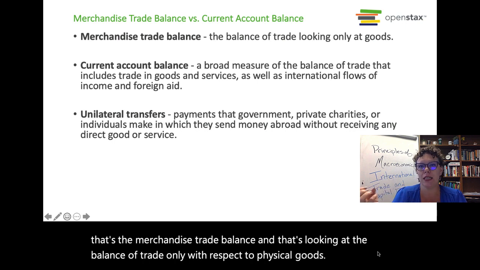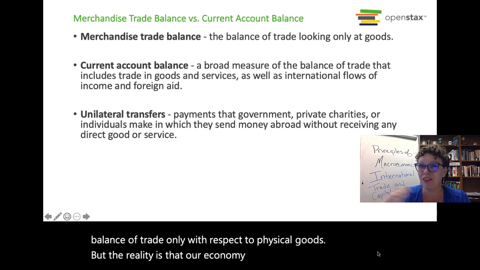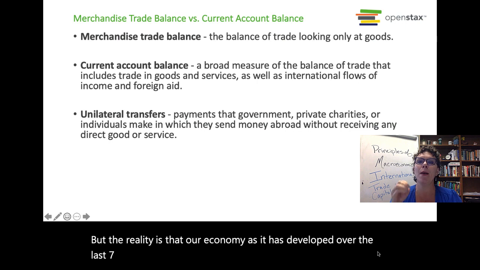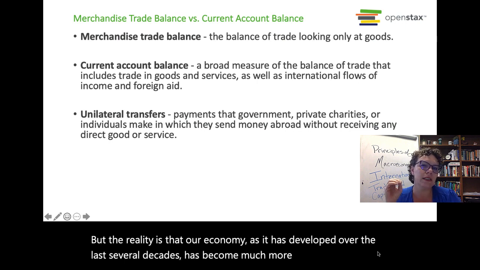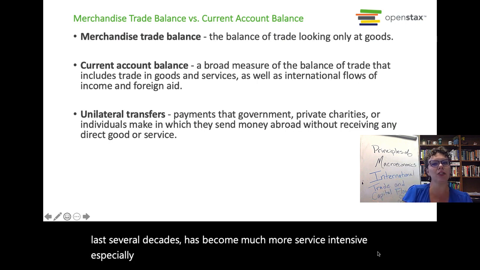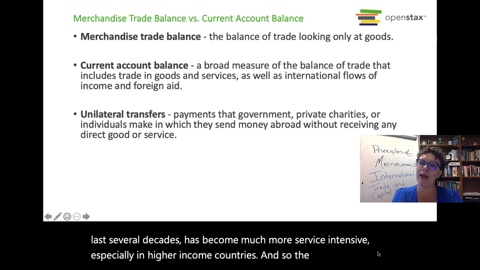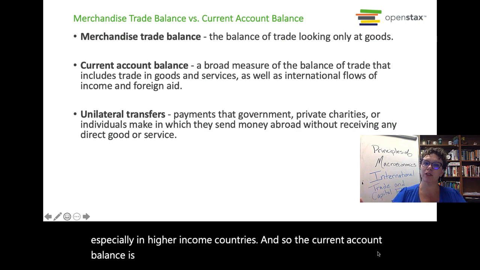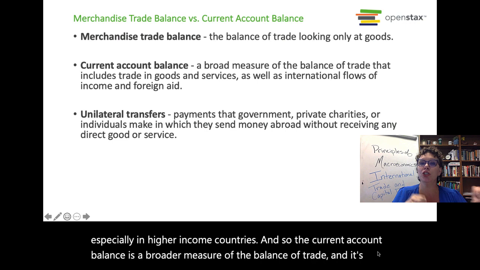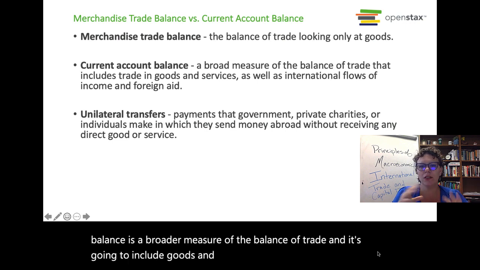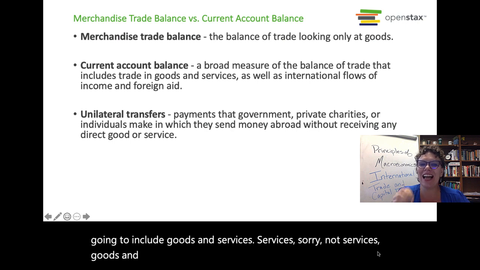But the reality is that our economy, as it has developed over the last several decades, has become much more service intensive, especially in higher income countries. And so the current account balance is a broader measure of the balance of trade, and it's going to include goods and services, as well as international flows of income and foreign aid.